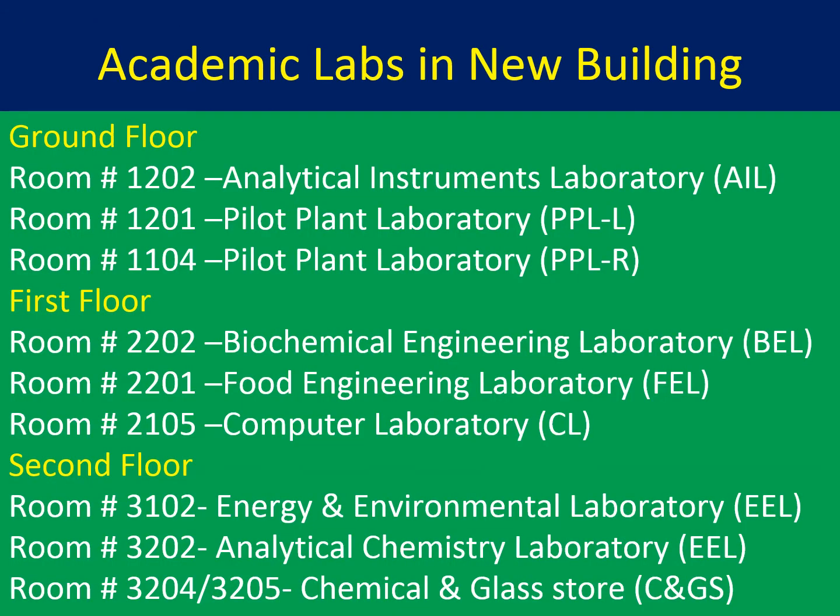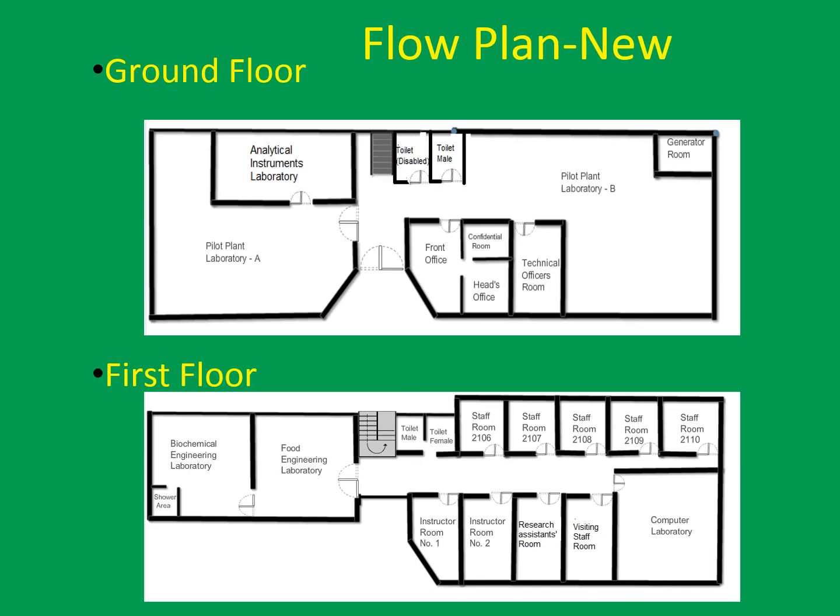You know that we have several labs on the ground floor, first floor and second floor. On the ground floor we have the analytical instrumentation lab. We have two pilot plant labs, which we call the left and right pilot plant labs. On the first floor we have the biochemical engineering lab, food engineering lab and computer labs. And on the second floor we have the energy and environmental laboratory, analytical chemistry laboratory, and also the chemical and glass store.